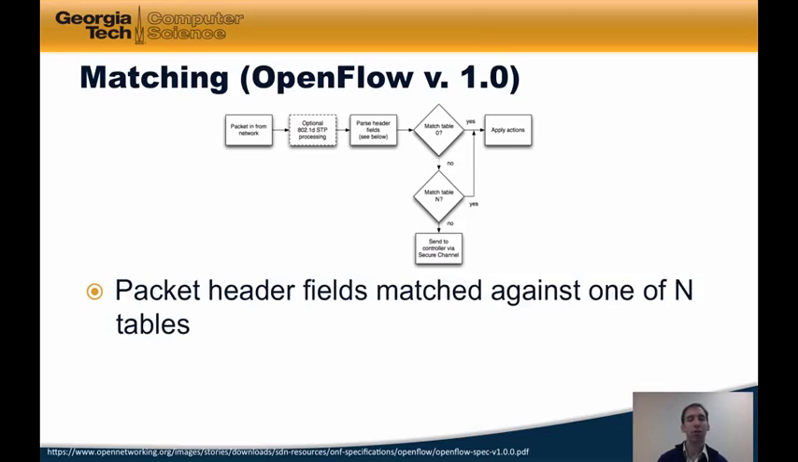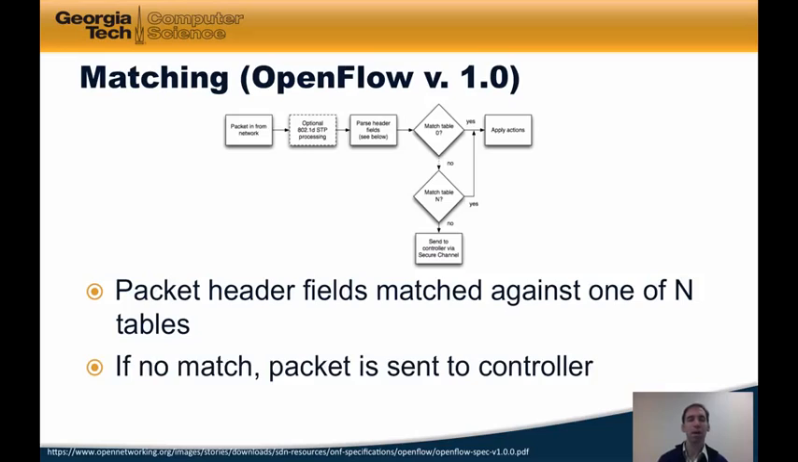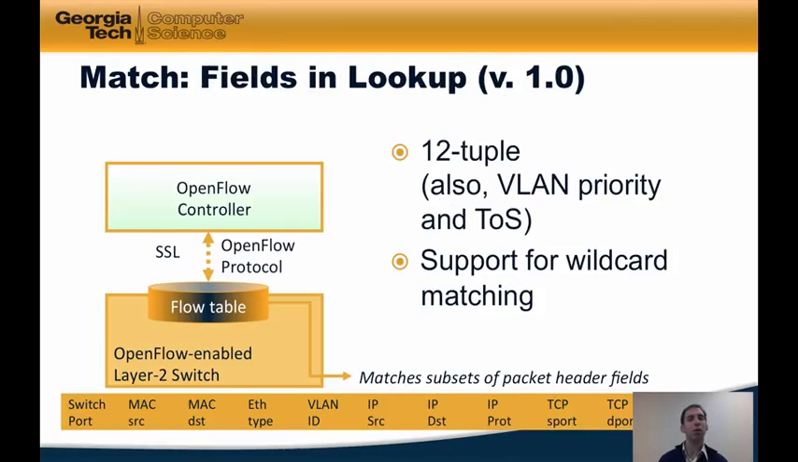So to summarize, packet header fields are matched against one of the N tables, and if there's no match, the packet is sent to the controller. For scalability reasons, it thus makes sense to try to match as many packets in the switch as possible to avoid having too much traffic diverted to the controller. Let's take a closer look at the match fields that are part of the OpenFlow 1.0 specification. The specification defines a 12-tuple, in other words, 12 different fields in a packet header on which a flow table entry could match.